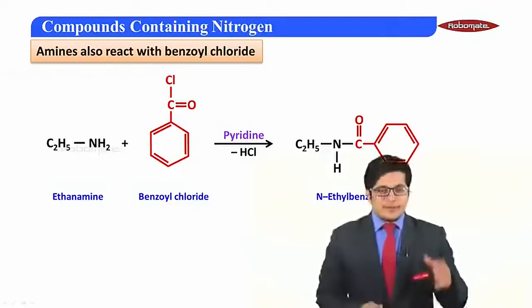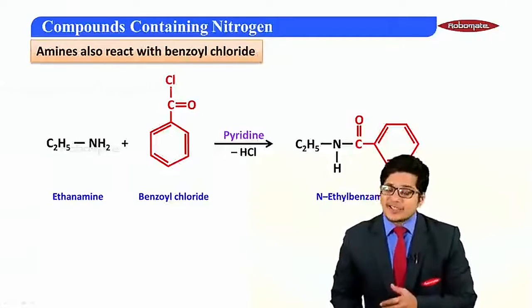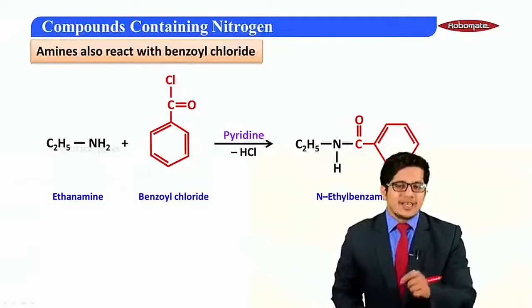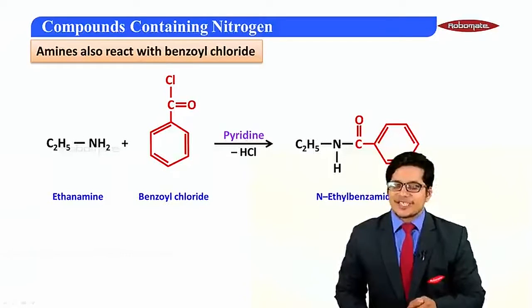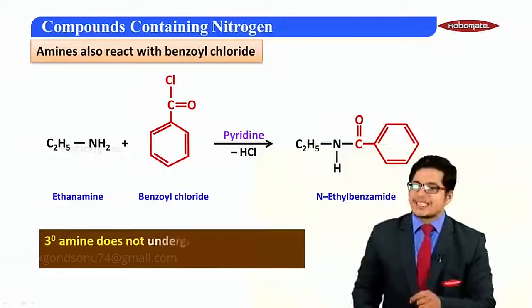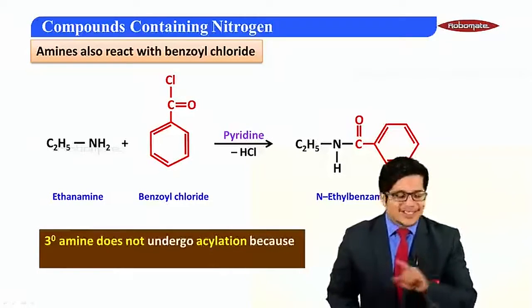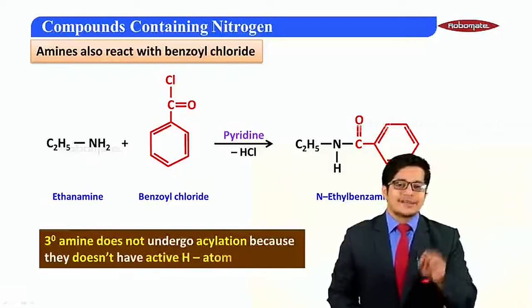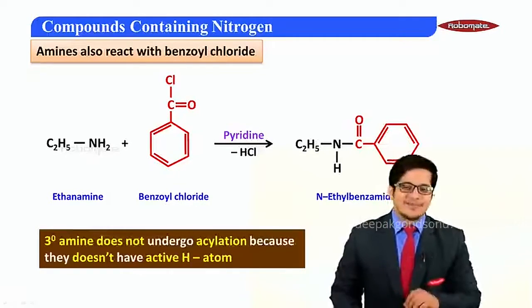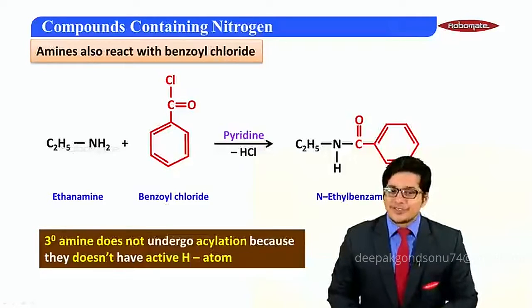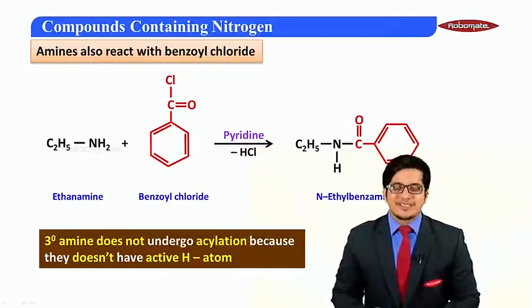Now, we have already discussed how an acylation occurs. Let's now recollect the very last point of this entire module. The last point says that tertiary amines cannot undergo acylation because they don't have an active hydrogen atom. This was all for this module, students. Meet you in the next module. Till then, thank you.